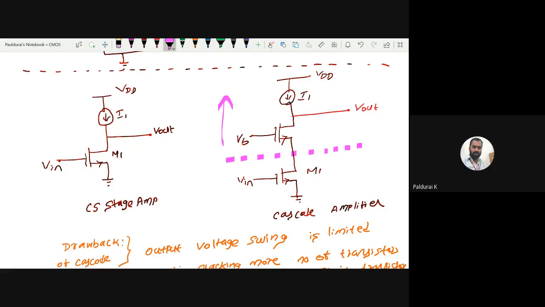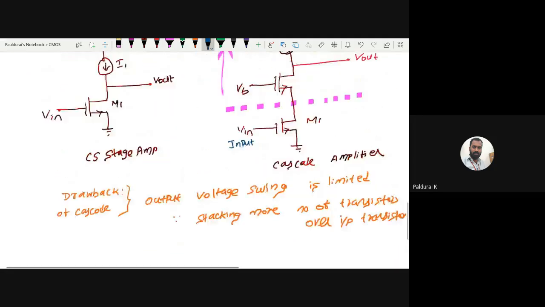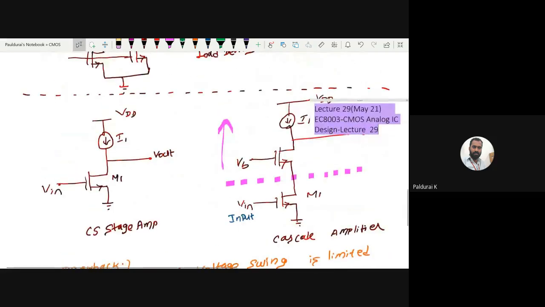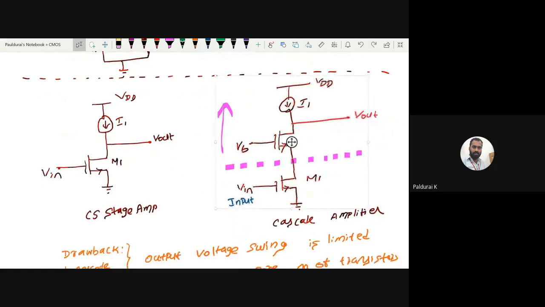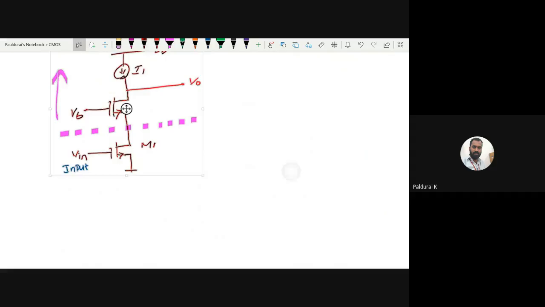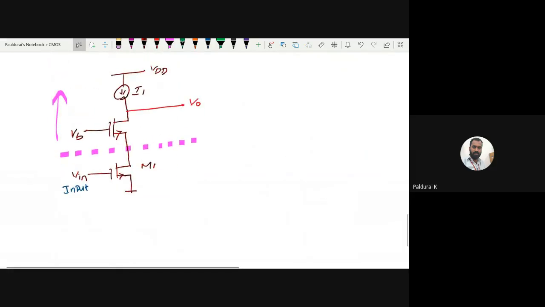So in NMOS, this is my input transistor, right? We are going to fold the input transistor. So the remaining part remains as it is. Let me copy here, then you can understand. So just listen to me carefully. This is my cascode amplifier, NMOS cascode amplifier.